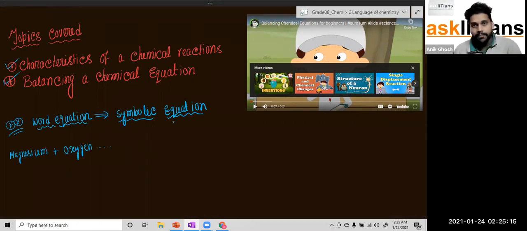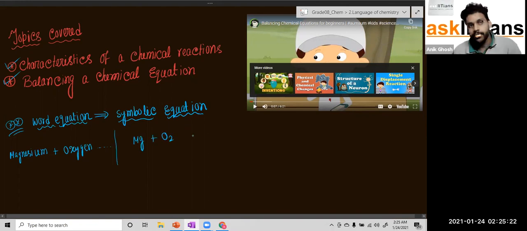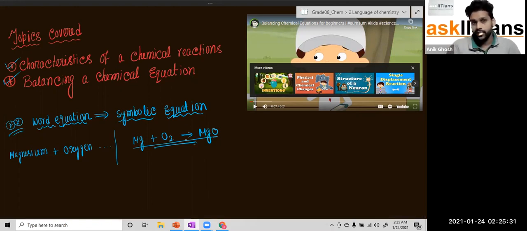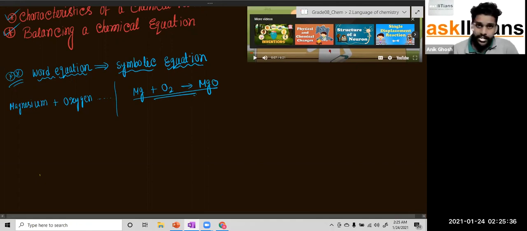And now, what was the symbolic equation? Do you remember? Magnesium has a symbol of Mg, oxygen has a symbol of O2. Together they are making MgO. This was the chemical equation, finally. Now, what is the speciality of this chemical equation? When you write a chemical equation like that, you get to know so many things. You get to know the physical state of each and every reactant, because when you are writing a proper chemical equation, you have to write the physical states of the reactants.